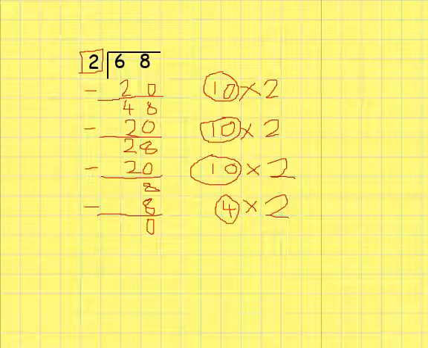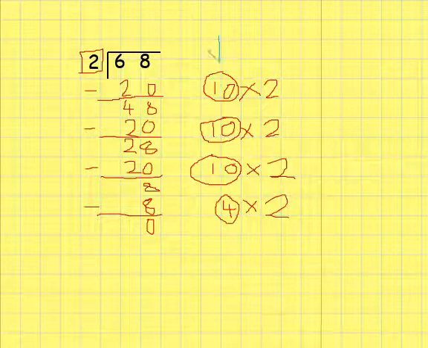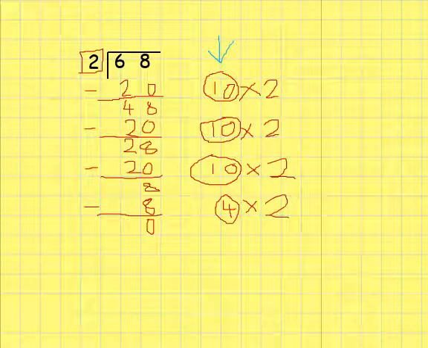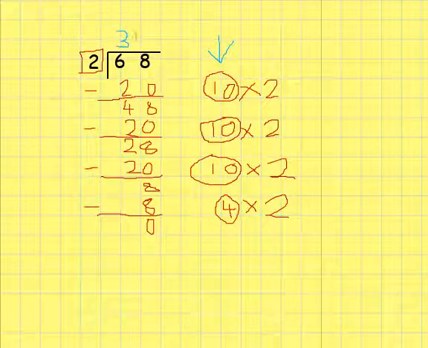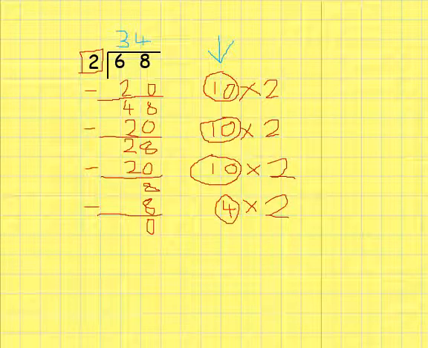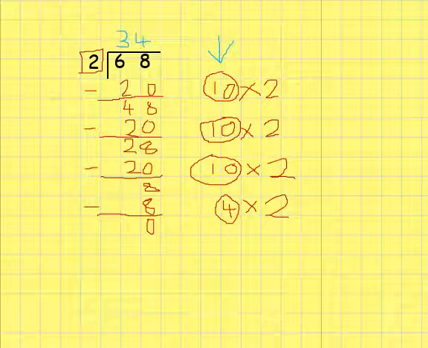So what I need to do now is I need to remember to add all of these numbers that I've circled together to get my answer. So I've got 10, 20, 30, 4. And then just to make sure I can see where my answer is, I'm going to write it on top of that bus stop. So the answer to 68 divided by 2 is equal to 34.